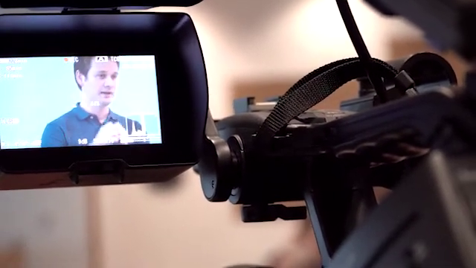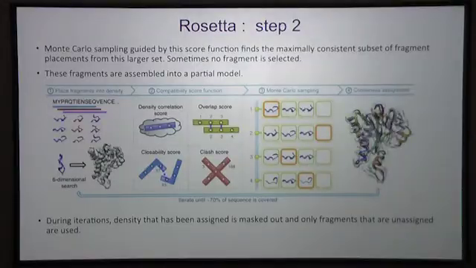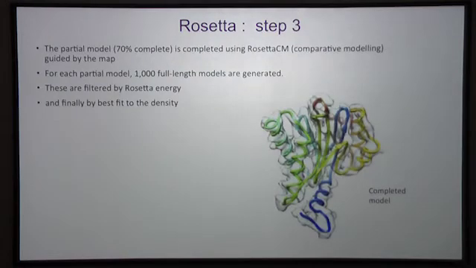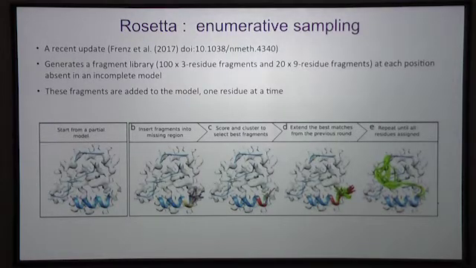It then masks the map based on this model and then iterates and repeats the search with a new fragment library. This approach requires that you can build up to 70% of the sequence. And once 70% of the sequence has been filled with these fragments, it then uses the comparative modeling tools in Rosetta just to fill in all the gaps. But the problem was that you did need to get that 70% complete model in order to progress to this stage. So just last week, they published an update to Rosetta called Rosetta Enumerative Sampling.